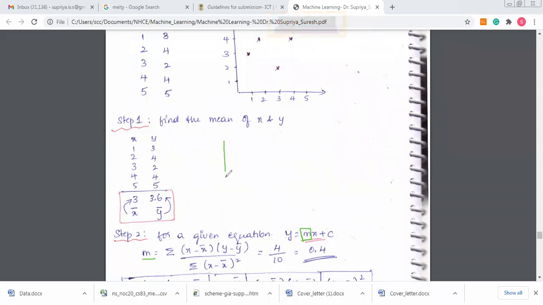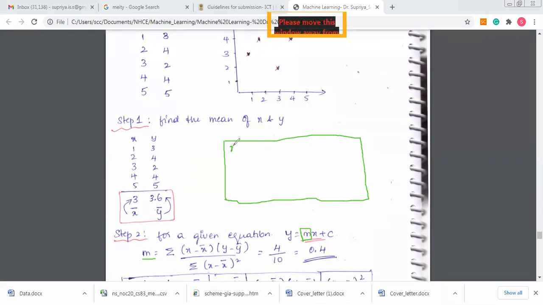So the tabular column would be like, the first is going to be x minus of x bar, then y minus of y bar value. The multiplication of these two will be the third column, and x minus of x bar the whole square. Okay, give me these values. And the summation of this is going to be, so I want these values now.